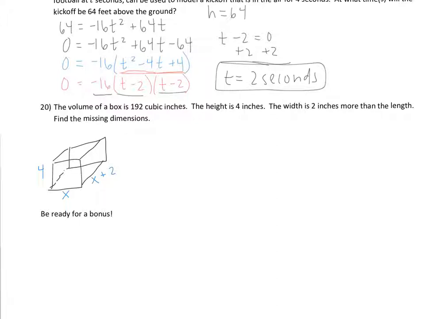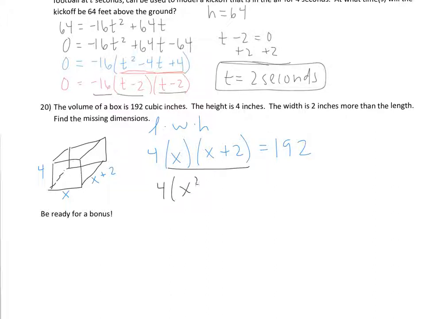Now, to find volume is length times width times height, and I know all the dimensions of this box, so I'm going to go ahead and say my length times my width times my height, and again, no particular order, doesn't matter, equals 192. Now let's do some multiplication. Let's multiply x times x plus 2, and I get 4 times x squared plus 2x equals 192. Again, I distributed that x right there. And then let's go ahead and distribute that 4 to each term.